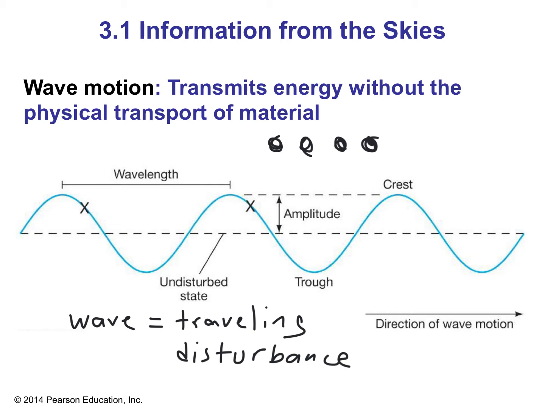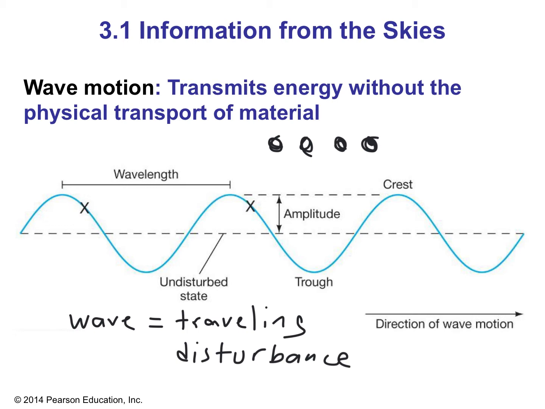And so that's what we mean when we say there's a transmission of energy without a physical transport of material. Now, in the rest of this slide, we want to look at the parts that make up a wave. How do we characterize the structures that make up a wave?